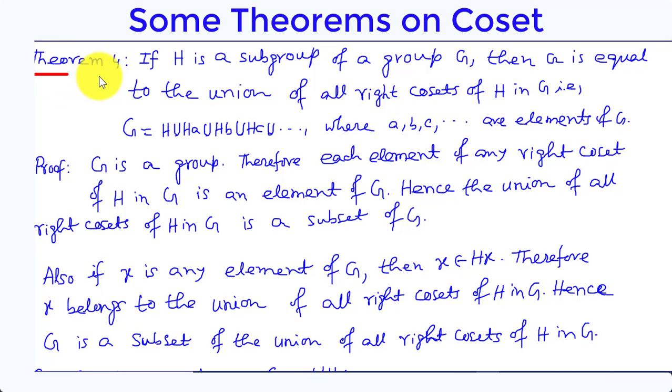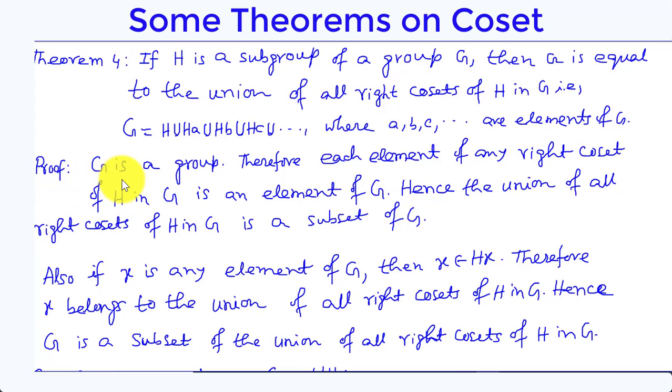Theorem 4. If H is a subgroup of a group G, then G is equal to the union of all right cosets of H in G. That is, G is equal to H union Ha union Hb union Hc up to ..., where a, b, c, ... are elements of G.